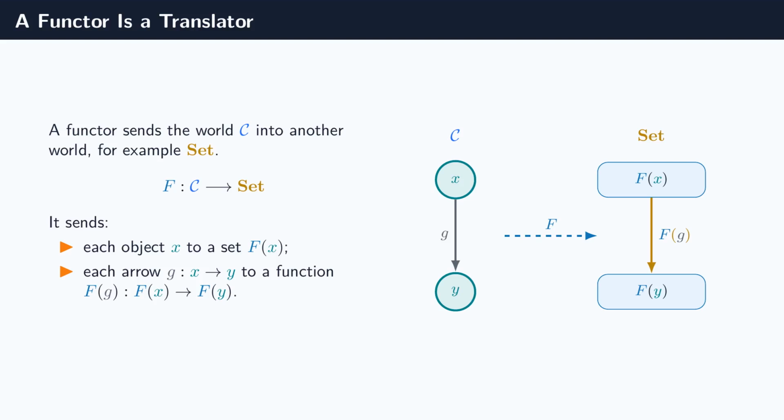A functor is like a translator between worlds. Here the functor F takes the category C and translates it into Set, the category of sets and functions. Each object becomes a set. Each arrow becomes a function between sets. The key promise is that the translation respects structure, so the shape of the arrow world is carried into the shape of the set world.